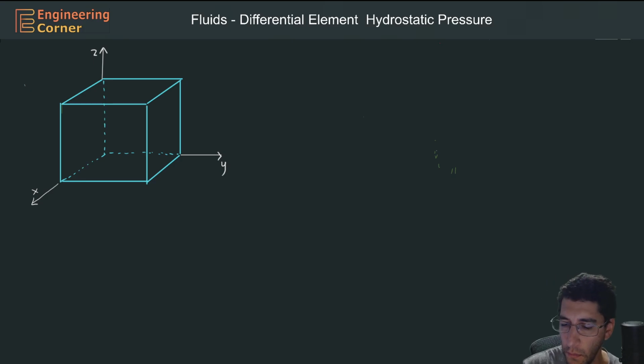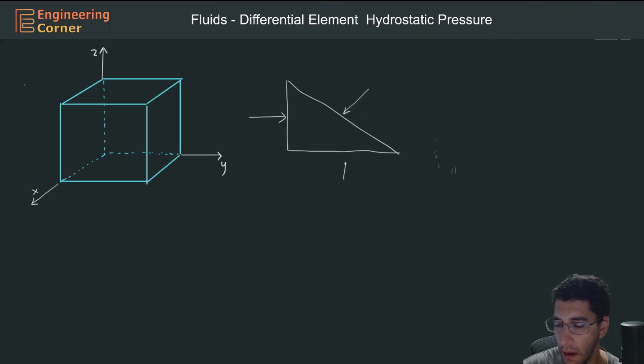In a previous video, what I had done was I had taken a triangular wedge and I had shown that as this condenses to a single point, the pressure on all of its faces are the same. And I had also shown that the change in pressure is only going to be dependent on the height, where the height is how far down or up it is in the fluid.